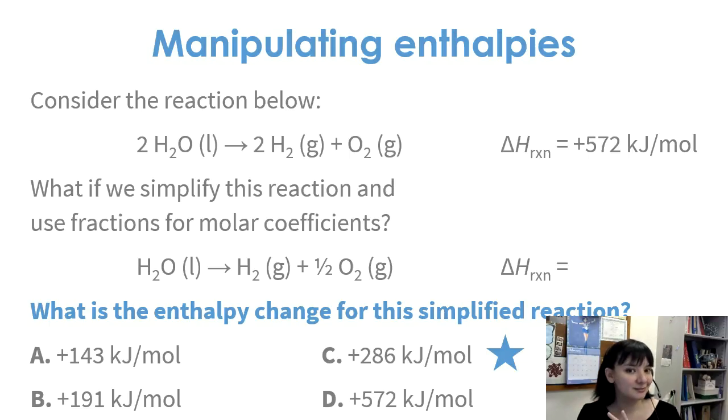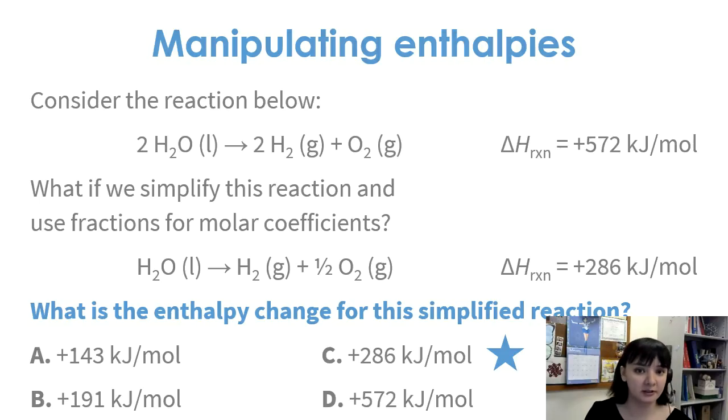This doesn't really change our mole ratios of enthalpy to moles of different substances. From the top reaction, I say 572 kilojoules, that's per 2 moles of H2O reacting. From the bottom reaction, I would say for 286 kilojoules, that's per 1 mole of H2O reacting. It's really the same thing. That proportionality stays the same.